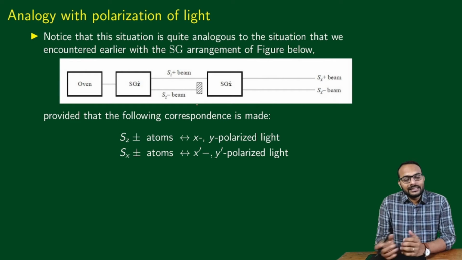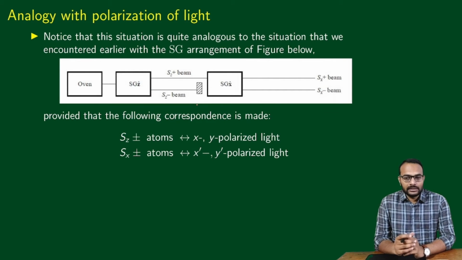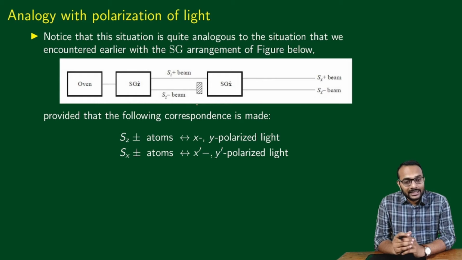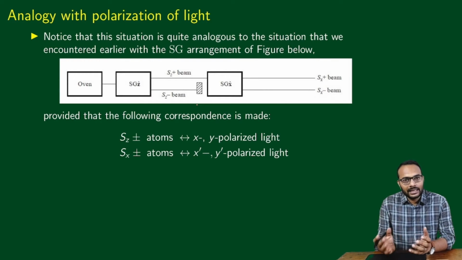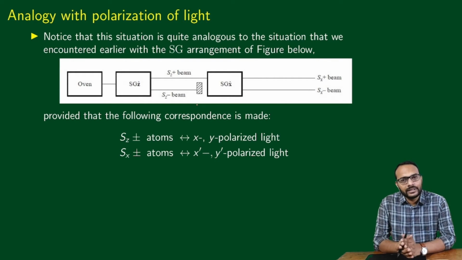Now notice that this situation is quite analogous to the situation that we encountered earlier with the Stern-Gerlach arrangement. In the Stern-Gerlach experiment, we used exactly the same kind of words. We said that some information is destroyed once it passes through a second Stern-Gerlach arrangement, etc. The same kind of thing is happening here.